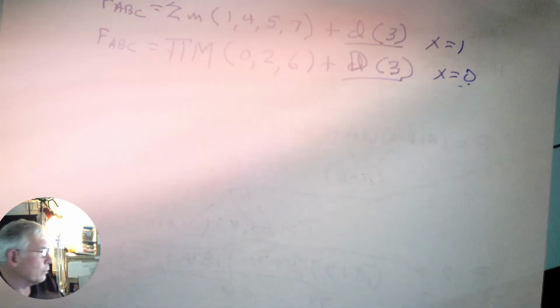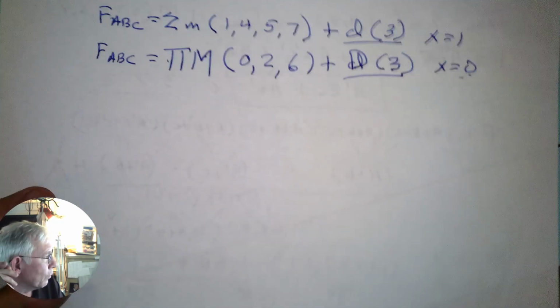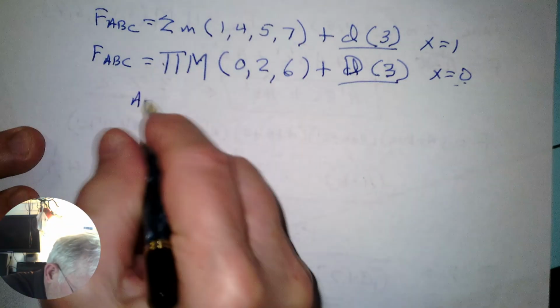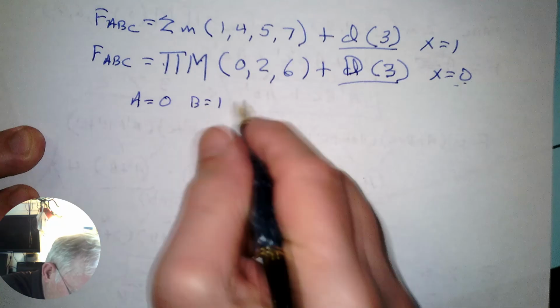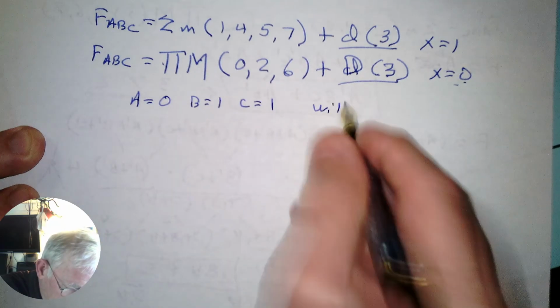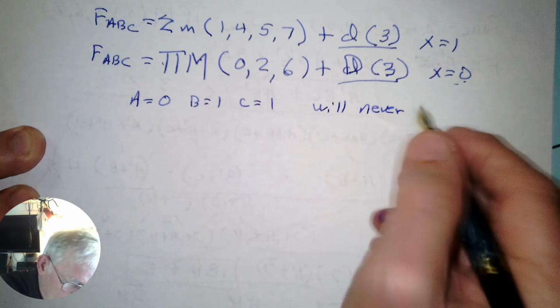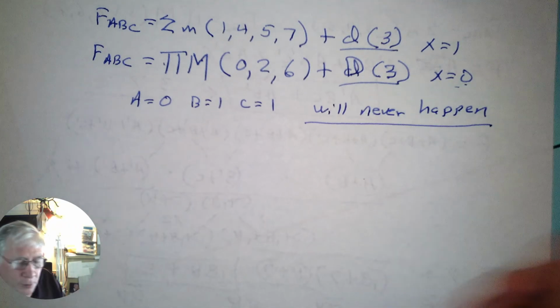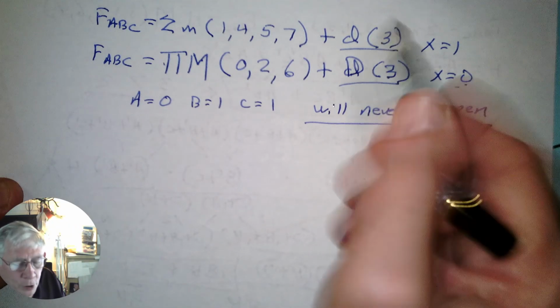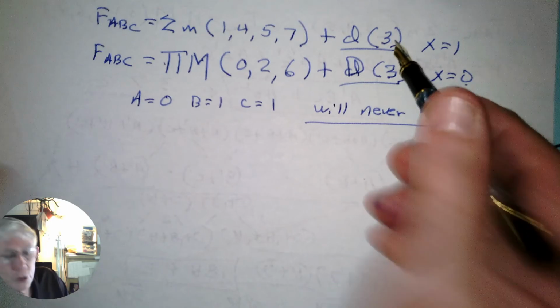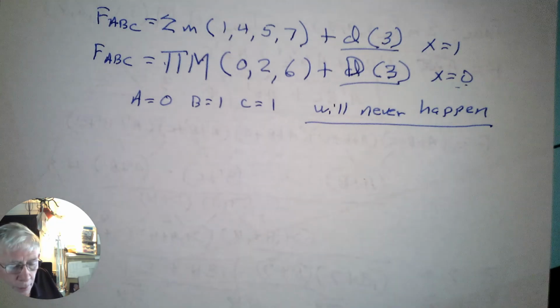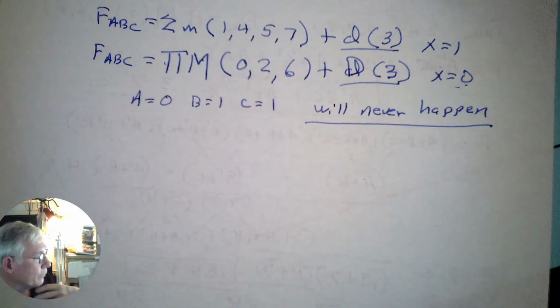The reason, though, it doesn't really matter is that our customer told us that the combination for 3, which would be A equals 0, B equals 1, C equals 1, will never happen. Since it never happens, it doesn't matter what output it would have produced. So we'll just pick whatever we want. And so that makes it a don't care.